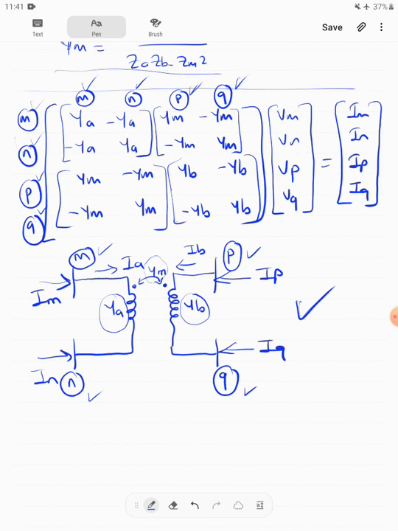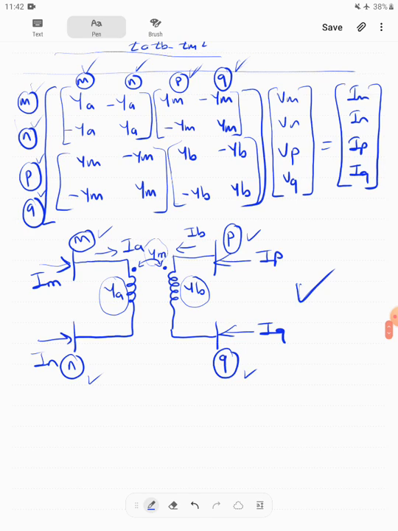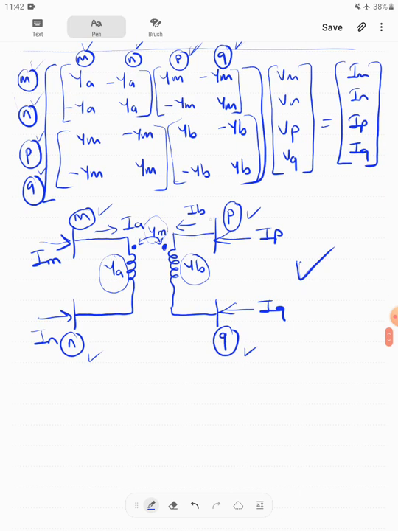There is also another important point: why P is written before Q, and why M is written before N when giving codes to the rows and the columns. The answer is here. If you check the figure, look at the dot locations. One dot is here, another dot is here. You see this dot is near bus M, and this dot is near bus P.